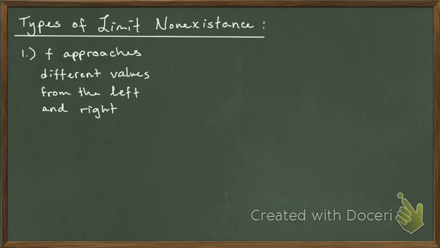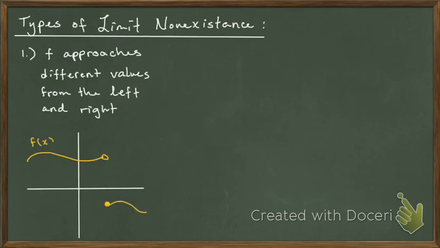I'm going to draw kind of another little picture, some generic function here. Here's my function. Near C, I approach two different values. One of the values from the left, we'll call it maybe capital M, and a different value, maybe call it capital N, from the right. So from the left and from the right, these one-sided limits do not match. So therefore, the limit as x goes to C does not exist. Okay? That's the first type. We approach two different values from the left and from the right.